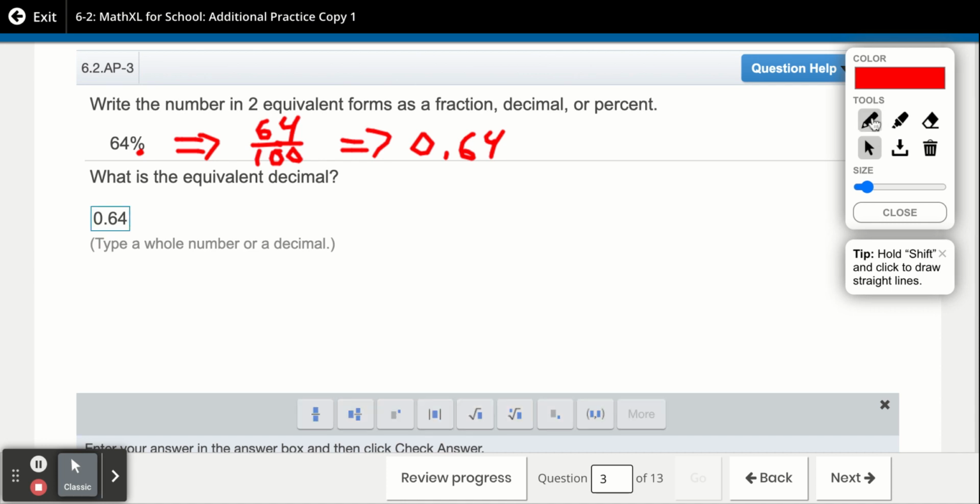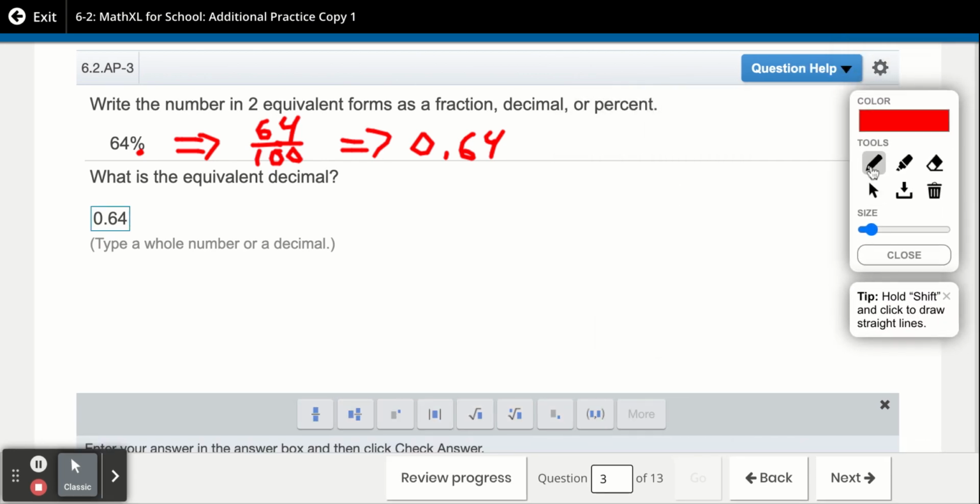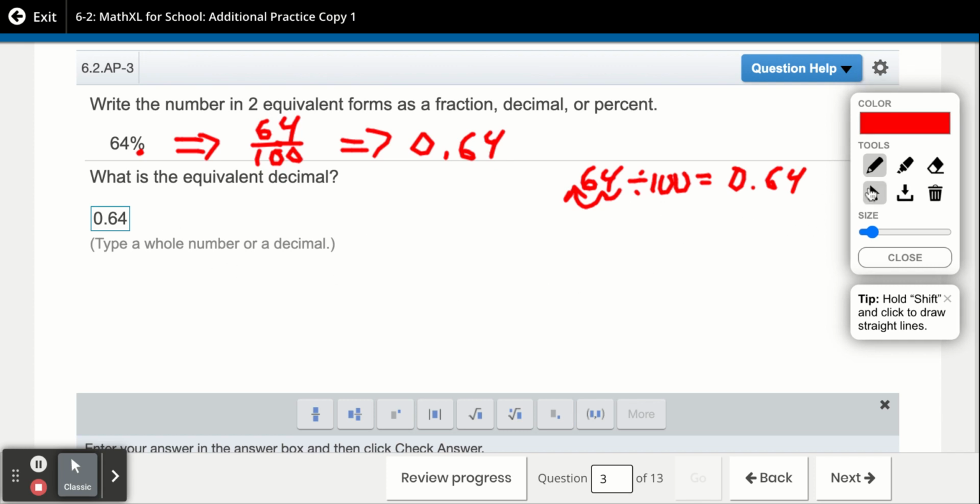So if we take this 64, and we divide it by 100, remember, we're just moving the decimal over 2 places. That's 0.64. We just move that decimal over 2 places like that. So when we are multiplying by 100, we move the decimal to the right 2 places. And when we divide by 100, we move it left 2 places. And so we get 0.64, which is the value that we've already come up with.